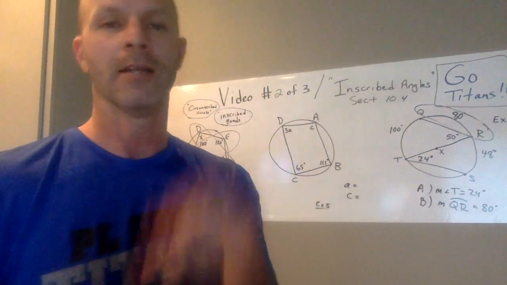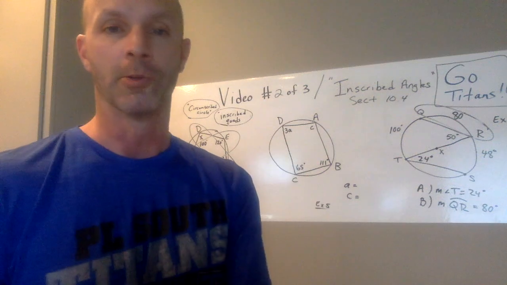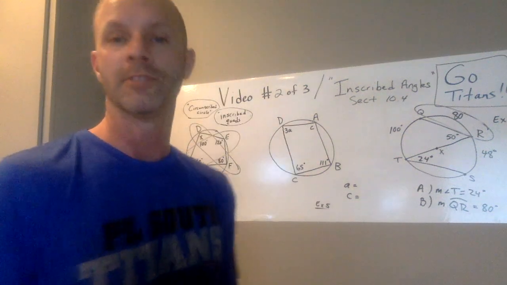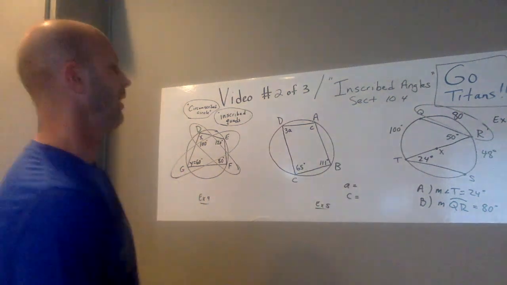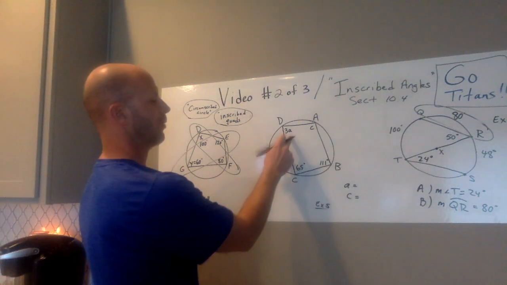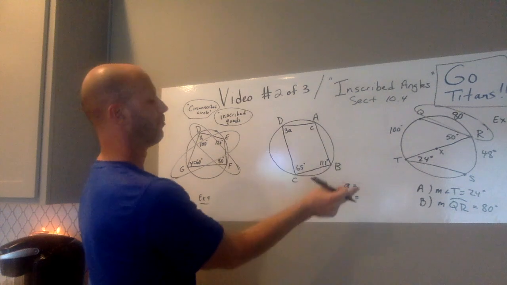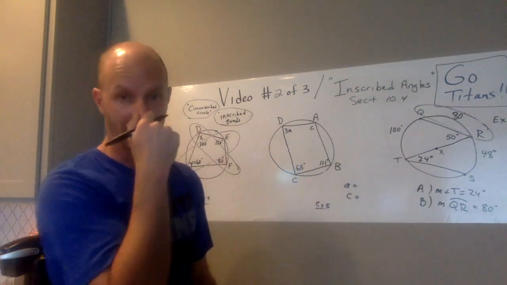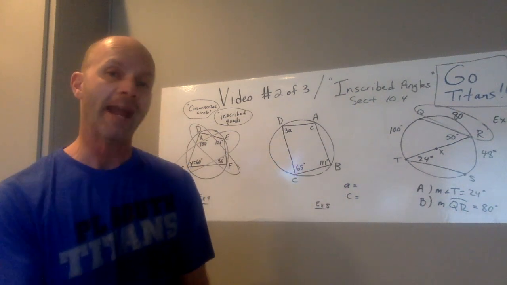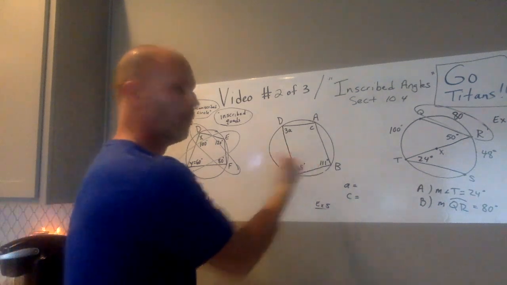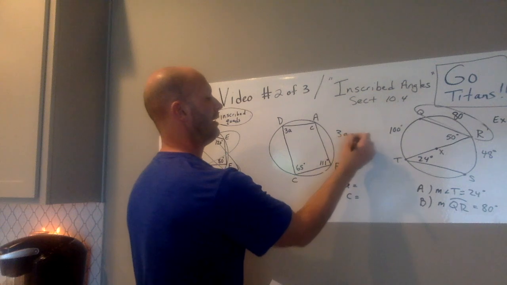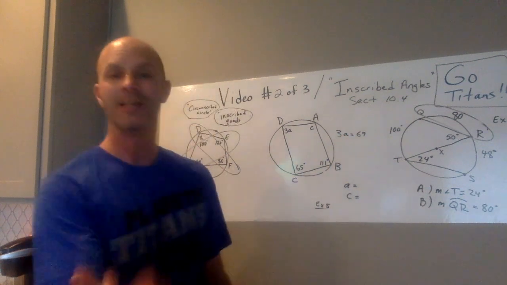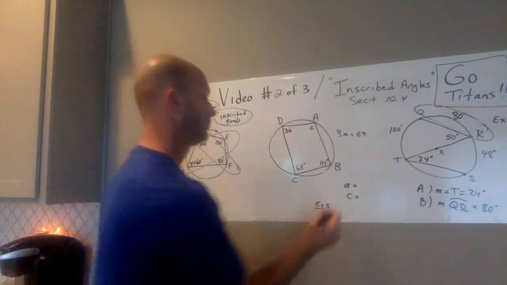Back for the finale. Let's get these last two. Make sure we're good before we move on to video 3. So here we go. What is A? Well, A plus 3A plus 111 is going to be 180 degrees. So if we take 180 minus 111, I'm going to have 69. So I know right now that 3A equals 69. What is A? A is 23.